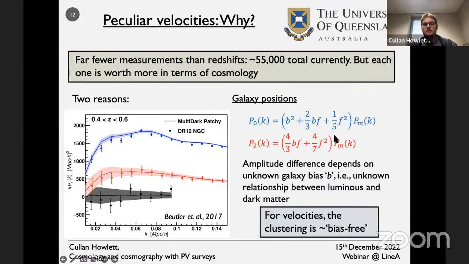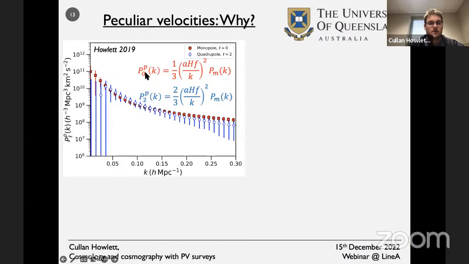However, for peculiar velocities, the clustering is effectively bias-free. The reason for this is that the velocities are driven directly by gravity. They don't care about whether it's the luminous matter or the dark matter doing the gravity. And so if you were to look at the same models for the velocity field, you find there's no galaxy bias entering in there. So here's an example of this.